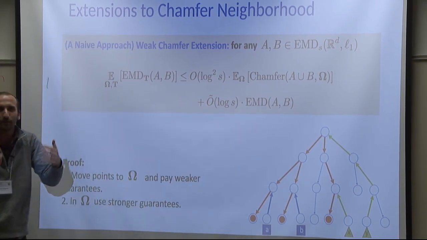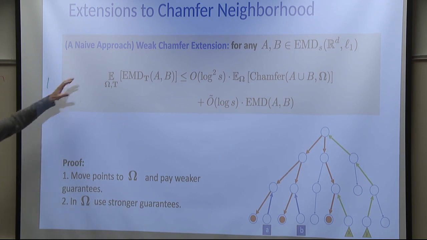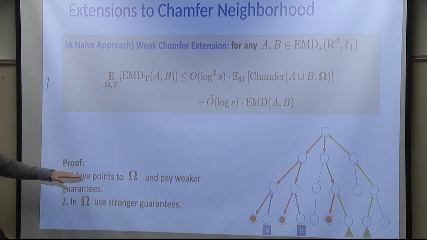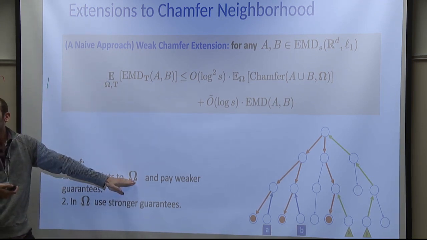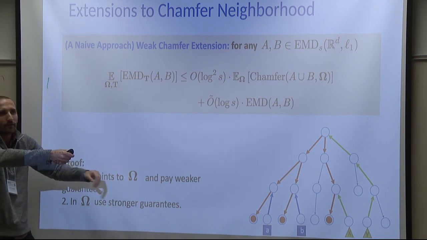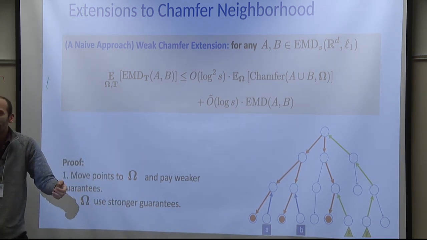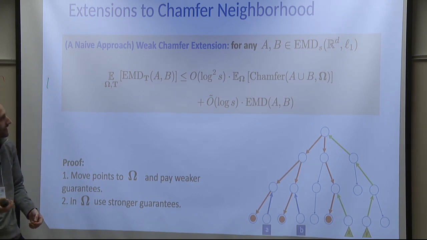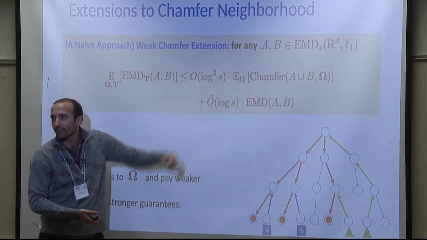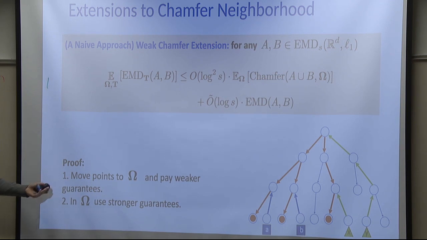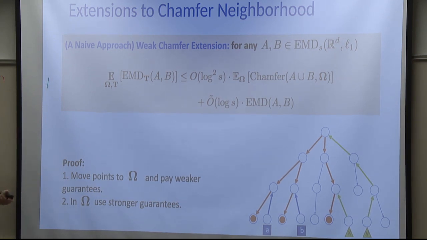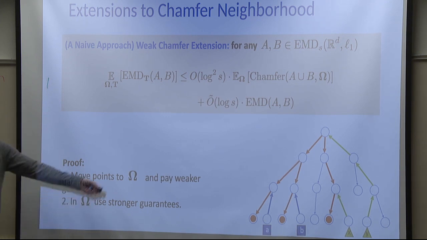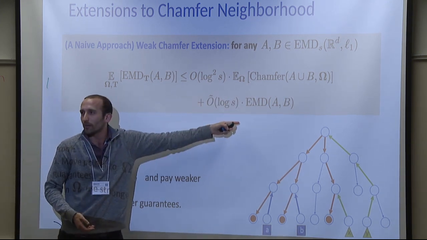Okay, this is somewhat an intuitive way to think about it. You take the points in AB, you first move them to omega. In the move to omega, you're going from something that you couldn't capture into something that you can capture using the weights of Andoni, Indyk, and Krauthgamer. This is what pays the log squared s. But now you're in omega. And in omega, we define the weights such that we got the better distortion. And here we get the stronger guarantees, and this is where this term comes in.